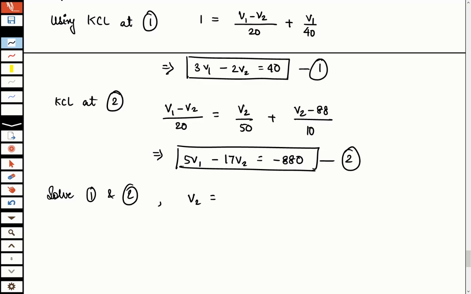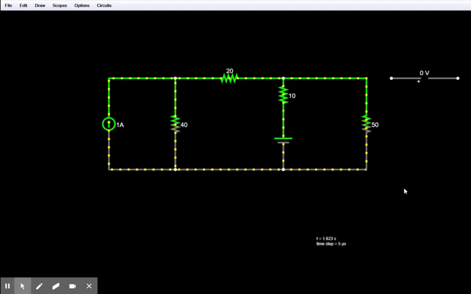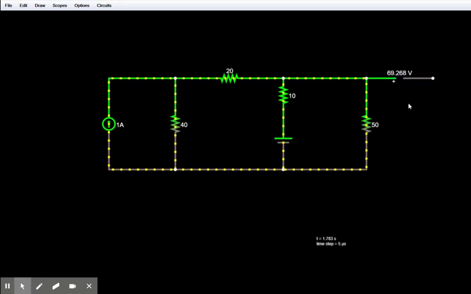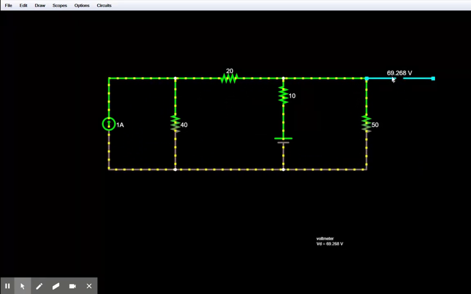Let's check it on Falstad. So I've made this circuit, the same circuit which I gave you in the numerical, I've made it here in Falstad. So what voltage am I trying to measure? Node voltage here, right? So let me take a voltmeter probe. It should come to 69.268.